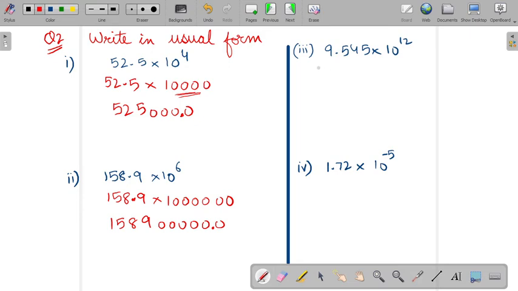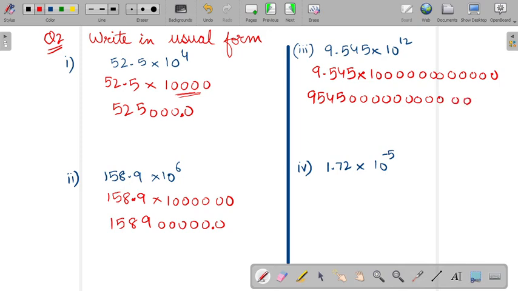In the third part, 9.545 and 10 twelve times. So you will write 12 zeros. So what should be the next step? 9545 and put the zeros here. 12 zeros you will put. And after the decimal there are 3 digits, so you will count 1, 2, 3. So the decimal will come here.